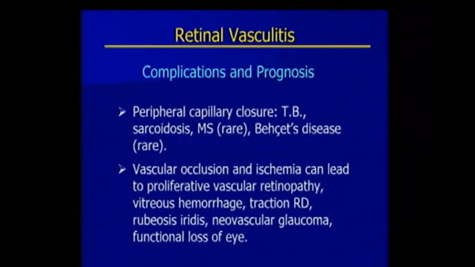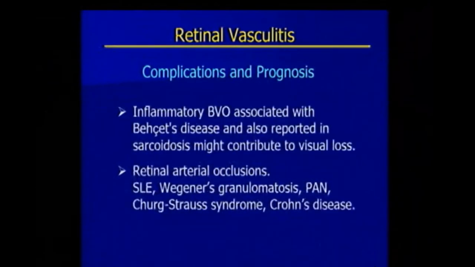Peripheral ischemia, as I said, can lead to proliferative vascular retinopathy, fibrovascular proliferation, vitreous hemorrhage and traction, retinal detachment, rubeosis iridis, neovascular glaucoma, and functional loss of the eye. Inflammatory vein occlusion is usually associated with Behçet disease. Retinal arterial occlusion causing infarctions: the most important differential diagnosis would be systemic lupus erythematosus.